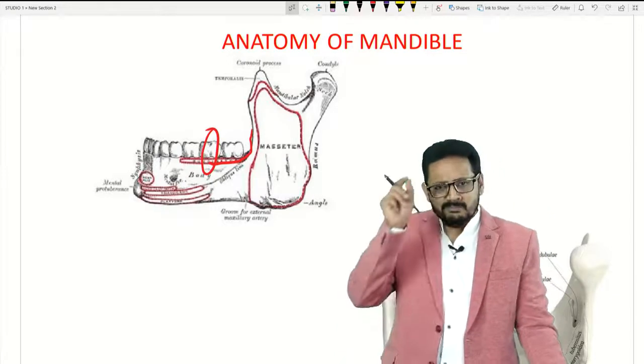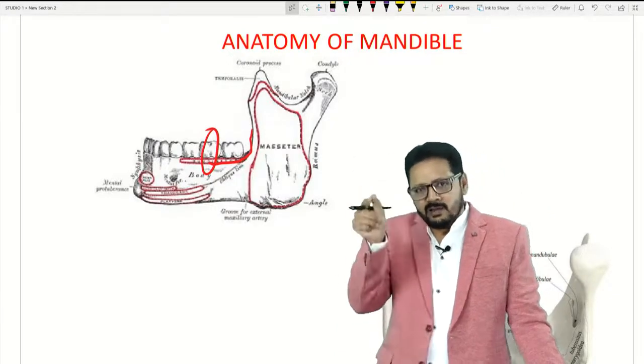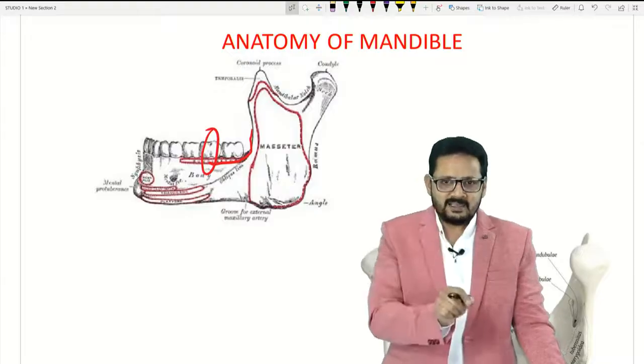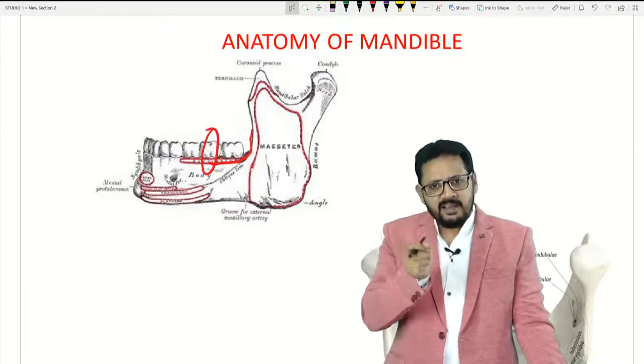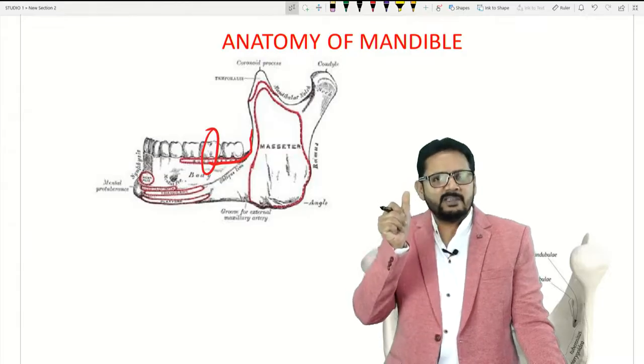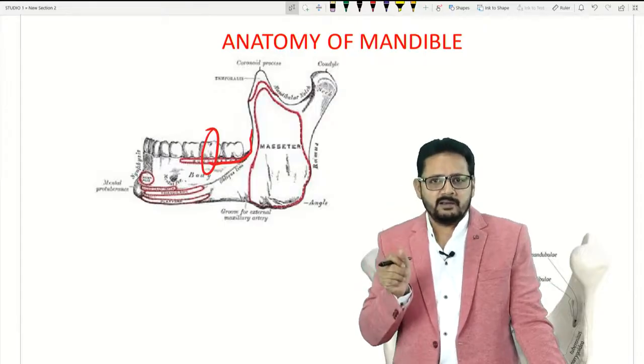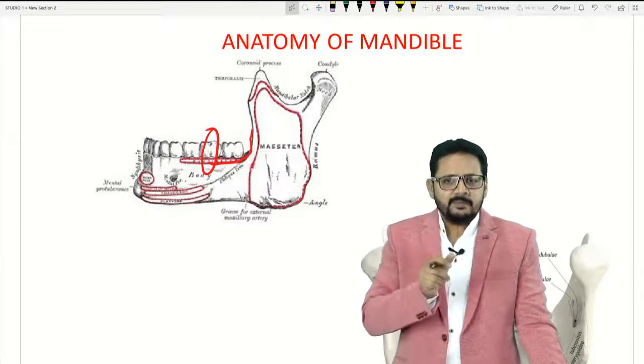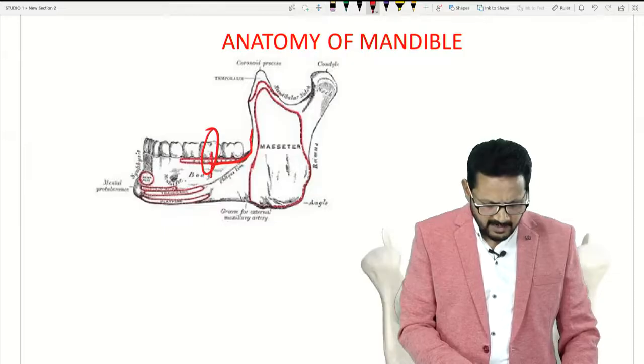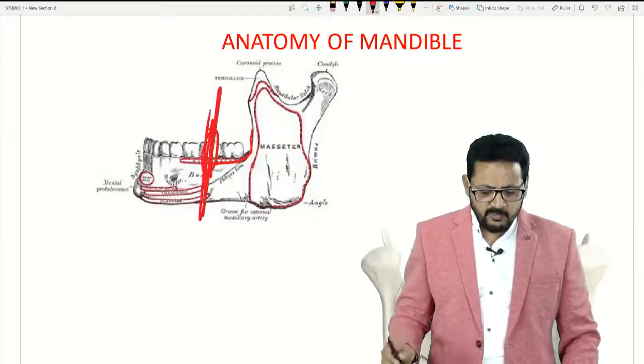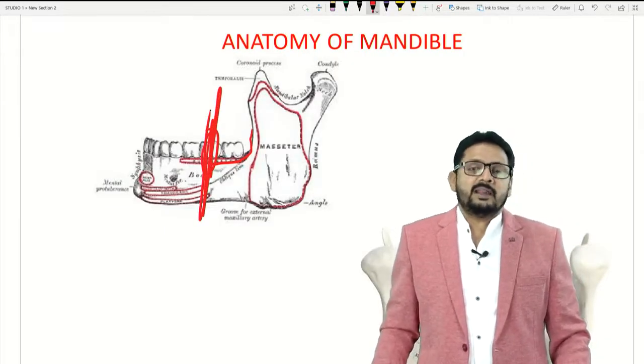No, the simple trick is wherever your external oblique ridge ends, you have to just feel it. The tactile perception is very, very important here. So wherever the external oblique ridge ends will be the area of your second molar region.